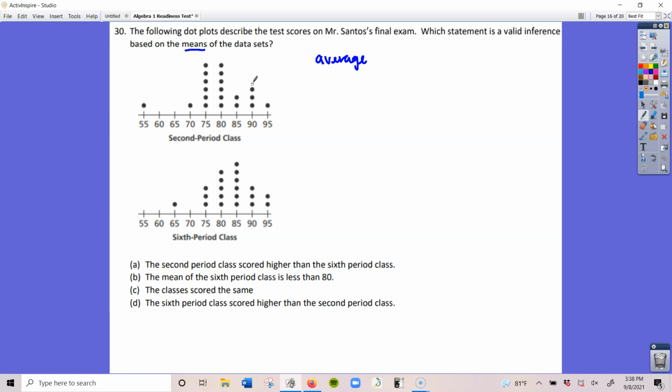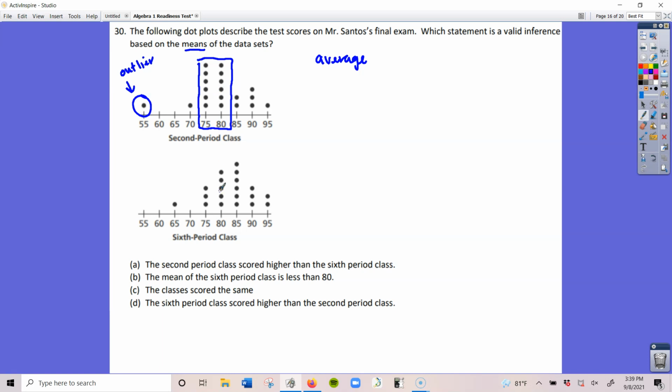You don't necessarily need to calculate the average to know more or less where the average is going to be. Look for where the majority of your dots are. The majority of the dots are here for the second period class, in between 75 and 80. So that means that the average is going to be somewhere in here. Also, this number here, this is an outlier. The farther away your outlier, the more it's going to affect the average. Since this is a low outlier, because it's on the low end, that means that the average will be even lower.